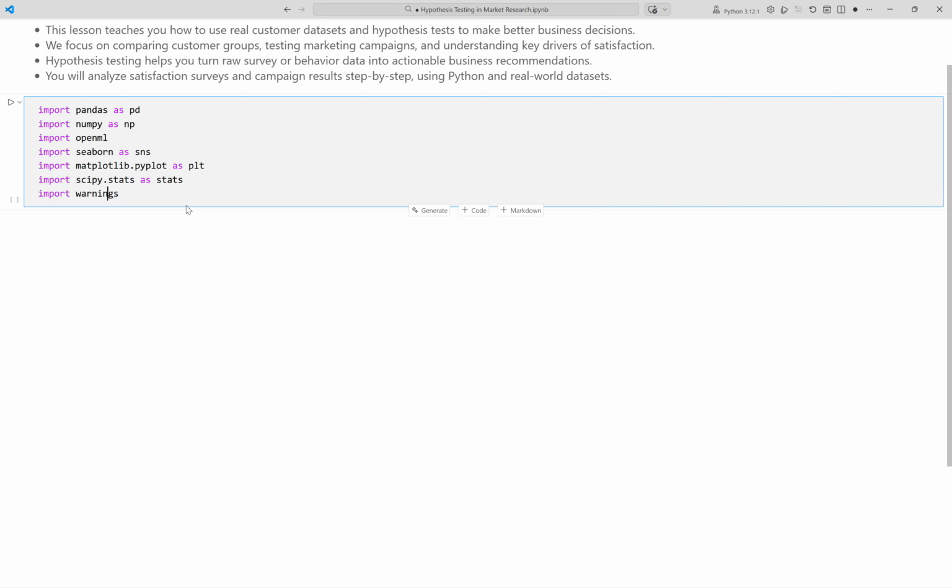We import warnings to suppress noisy output and keep results clear. Warnings are filtered out so you can focus on insights and results. Running the cell now.